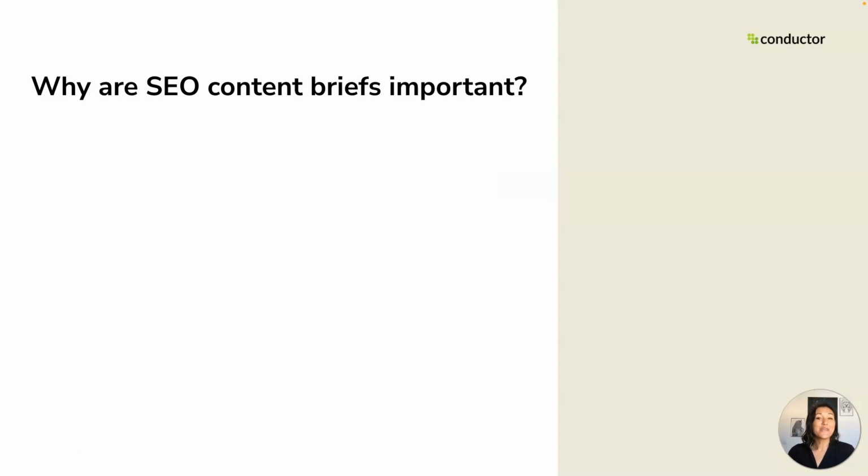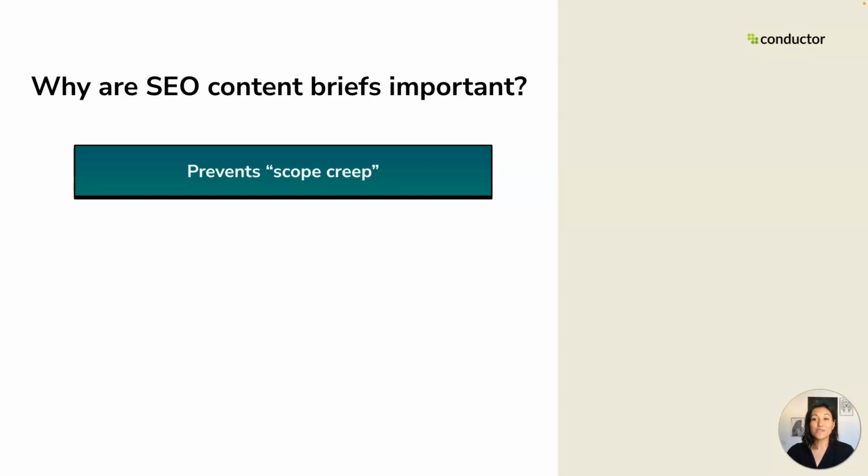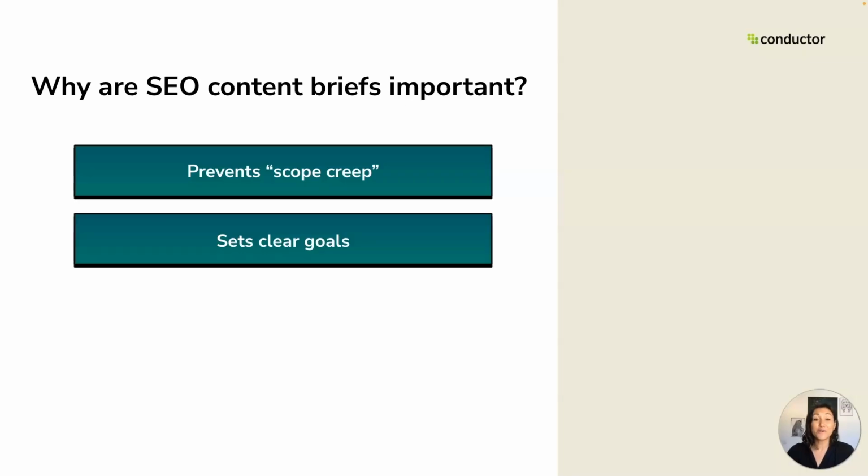SEO content briefs are key because they tell the writer exactly what the article is and is not. Thoroughly scoping out the article at this stage prevents the possibility of scope creep further on in the process. It's much easier to create valuable content when it's clear to everyone involved what the content is meant to accomplish.